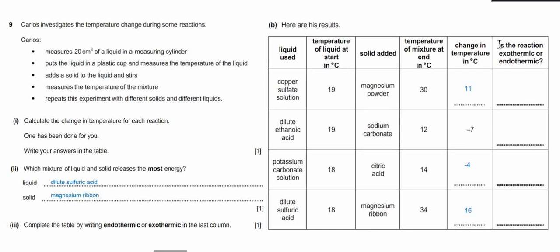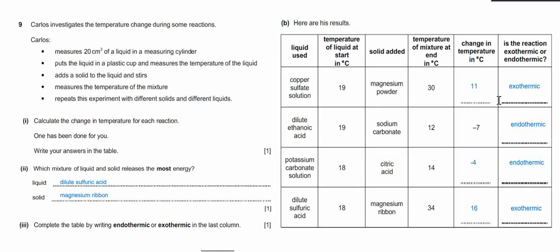So is it endothermic or exothermic? Let's check out the answers. For this one, the end temperature is higher, so it must be exothermic. This one, the end temperature is lower than the start, so it's endothermic. This is lower, so it's also endothermic. So this and this, the end is higher than the start, so it must be exothermic. So for an exothermic reaction, the end temperature is higher than the start. For an endothermic reaction, the end temperature is lower than the start.